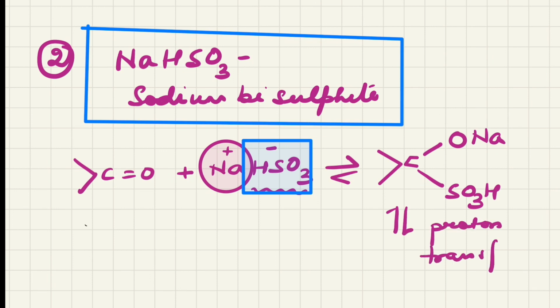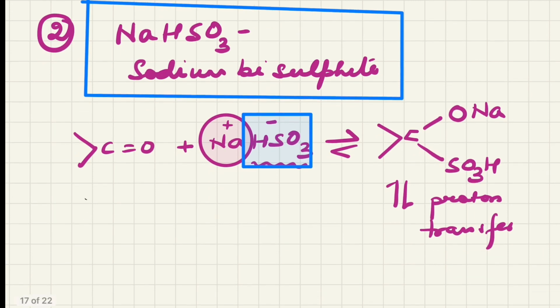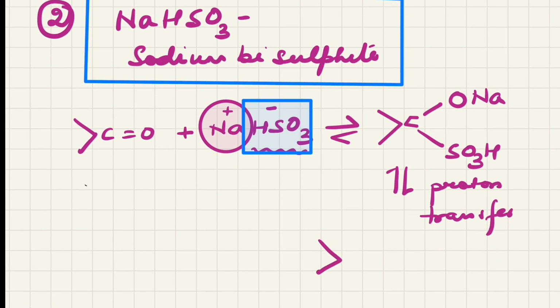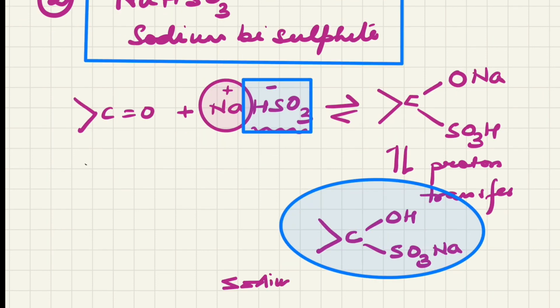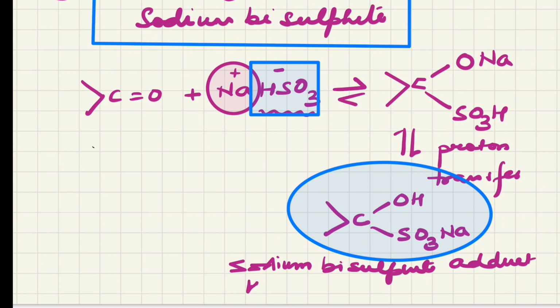Why does proton transfer take place? Because the reaction proceeds with the formation of a precipitate and it gives you O-, the proton shifts to oxygen, and here you get the sodium bisulfite adduct. This is a white crystalline precipitate.